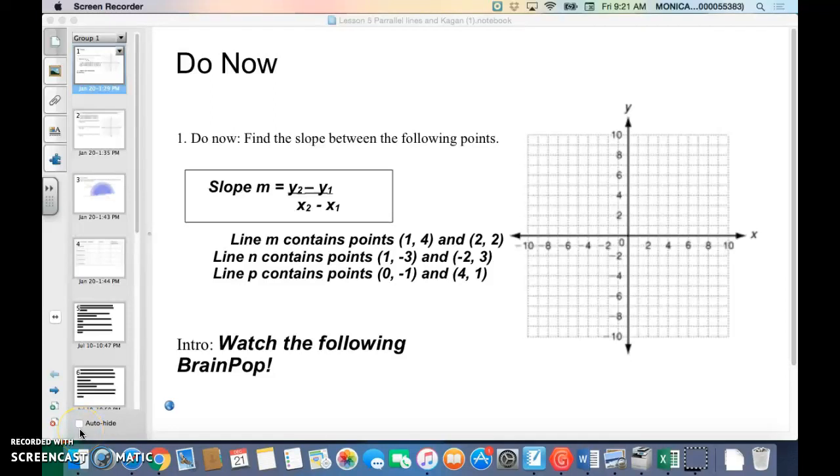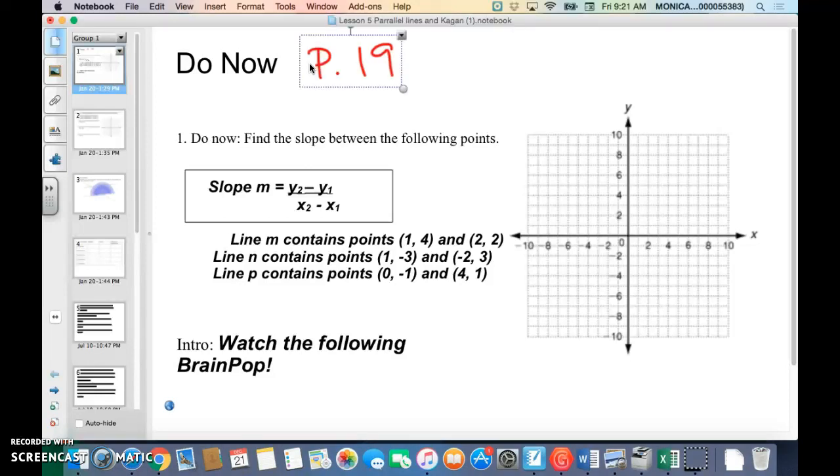Okay guys, this is lesson 5. This should be on page 19 in your packet. Today we're going to talk about parallel and perpendicular lines.